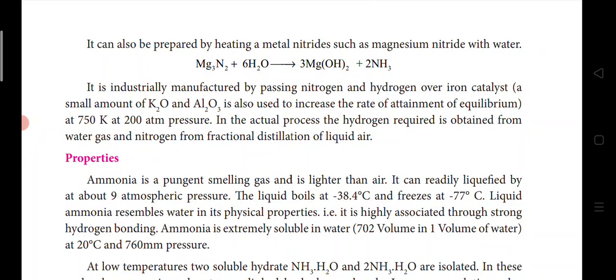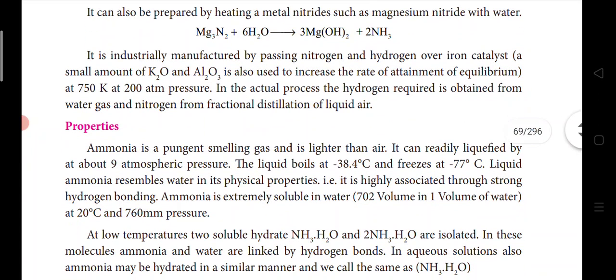In the actual process, the hydrogen required is obtained from water gas and nitrogen from fractional distillation of liquid air, and the properties are given. Ammonia is a pungent smelling gas and is lighter than air. It can be readily liquefied by about 9 atmospheric pressure. So the liquid boils at minus 38.4 degrees Celsius and it freezes at minus 77 degrees Celsius.